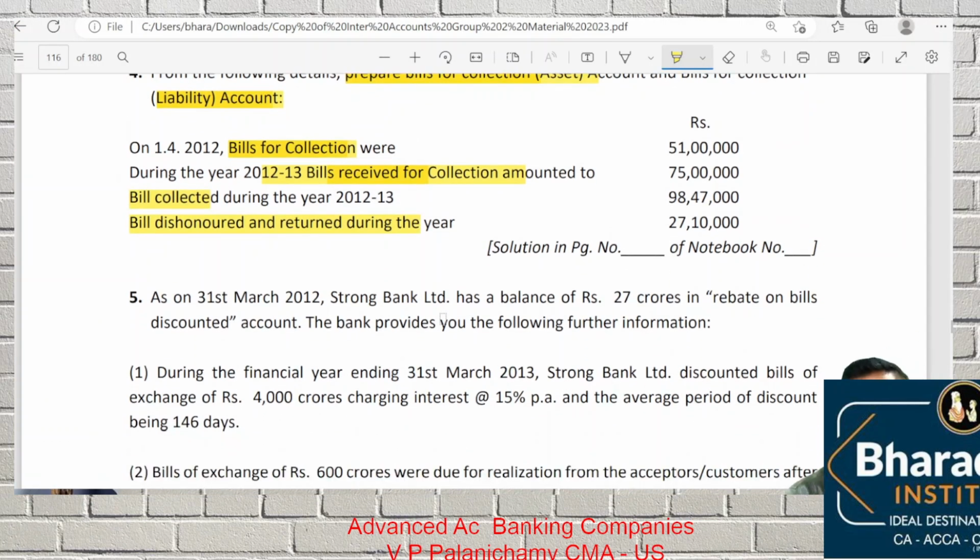Go through question number 4. Opening balance of bill for collection is given to us. Bills received from the customer is given to us. Bills collected from the customer is given to us. And bills dishonored from the customer is given to us. Can you just fill these amounts in the same journal entry?